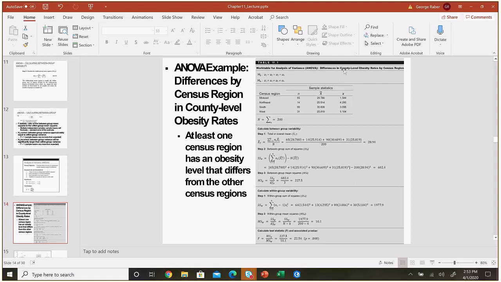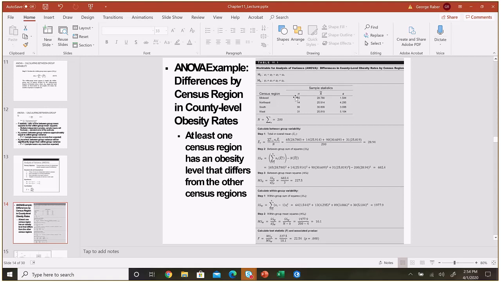These numbers represent the obesity rates in each census level. So the null hypothesis would be that the obesity rates are the same in the Midwest, Northeast, South, and West. But what we're saying is that the obesity rates are not the same, because this p-value is so low. We're rejecting the null hypothesis.